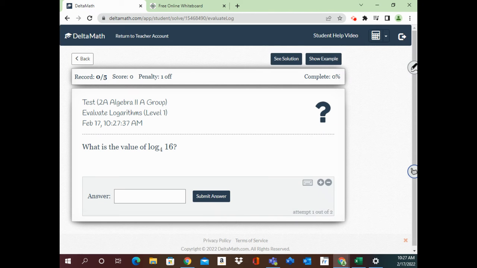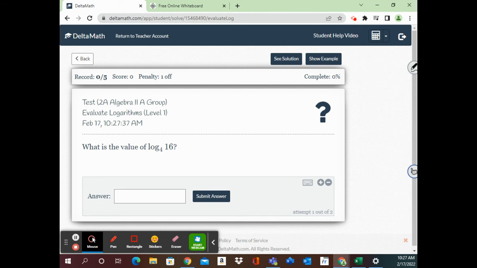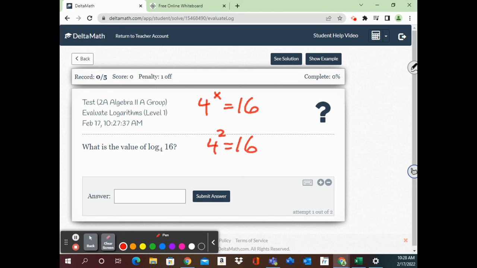All right, now let's look at Delta Math, and go through some examples of how to answer these questions. We've already received this question. We have log base 4 of 16, and if we write this as 4 to the x is equal to 16, we know that 4 squared is equal to 16. So this answer should be 2.